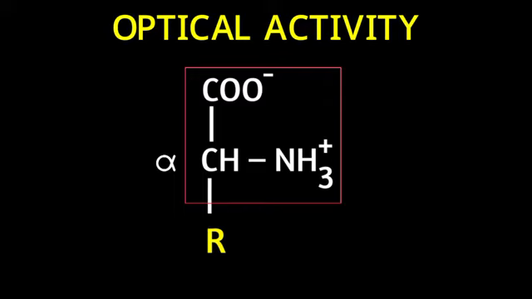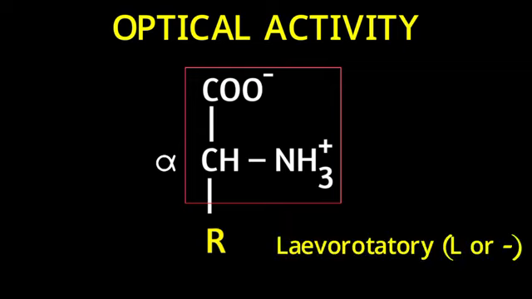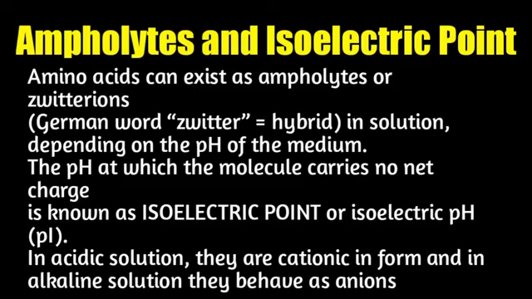Optical activity refers to the ability of a substance to rotate plane polarized light. Carbohydrates usually rotate the light to the right, that's why they're called dextrorotatory, while amino acids naturally rotate it to the left, so that's why they're called levorotatory, in bracket L, or a negative sign. Amino acids can exist as amphoteric, that is, they behave differently in acidic solution, alkaline solution, and in neutral pH.